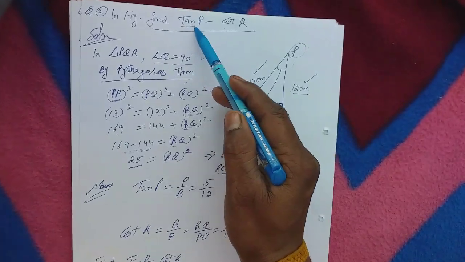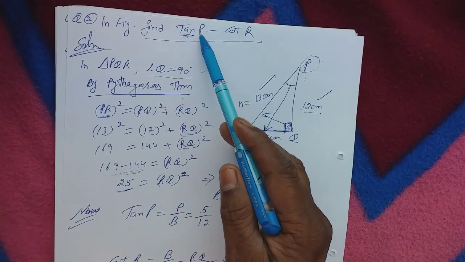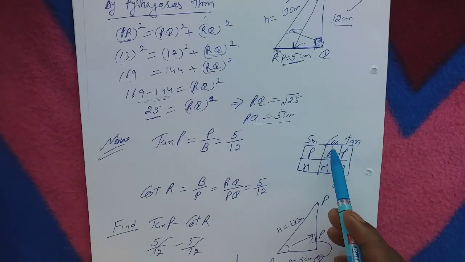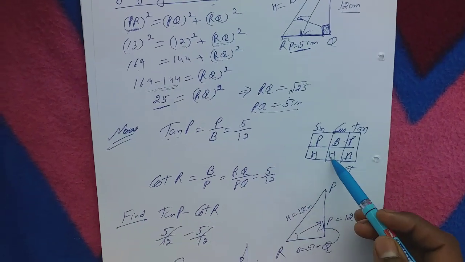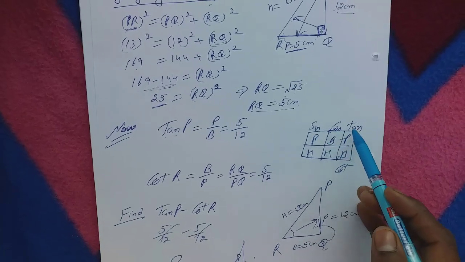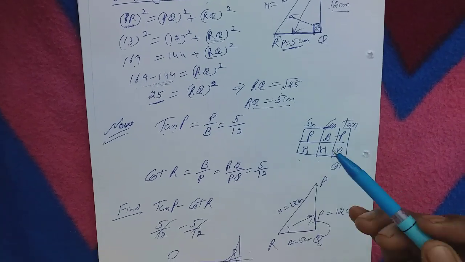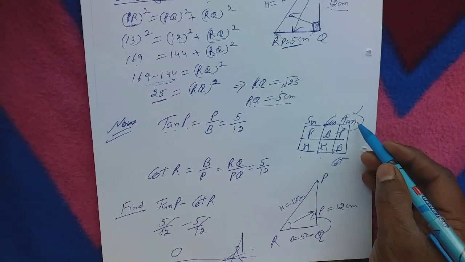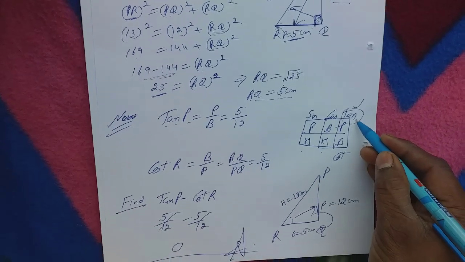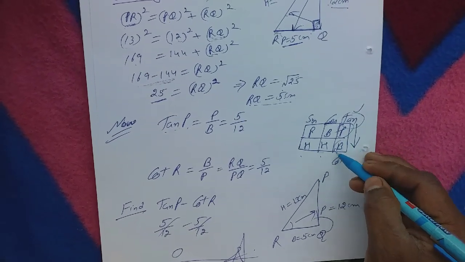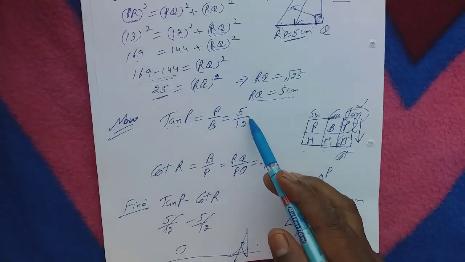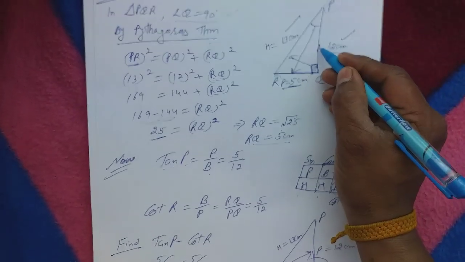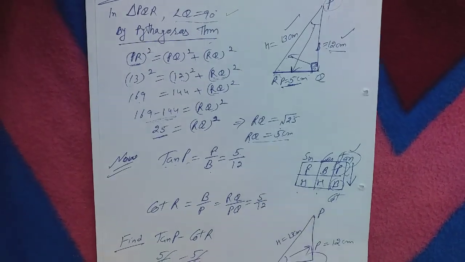In the question, we are asked to find tan P and cot R. First tan. Again we will draw this trick. Pandit Badri Prasad Har Har Bole Sona Chandi Tole. So sine, cos, tan, cot, secant, cosecant. Here is tan. Tan is, if the value is in the upper part, then we go from upward to downward, so P by B we will write here. The value of P is 5 and the value of base B is 12. So that will be 5 by 12.